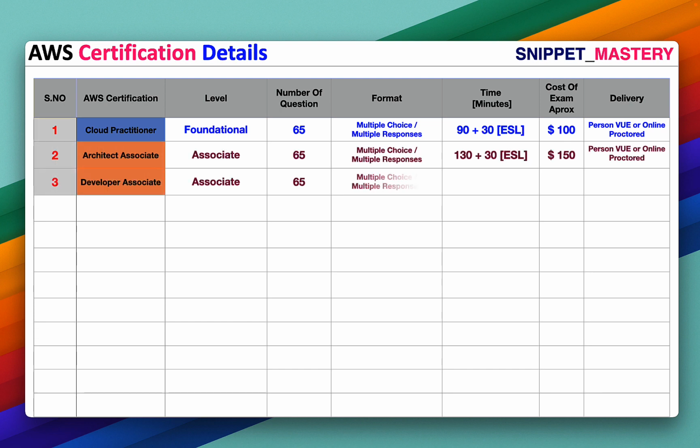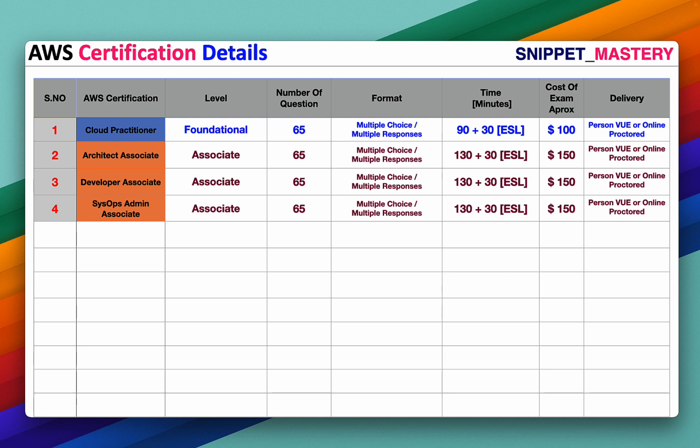So the next is associate: architect associate, developer associate, and sysops admin associate. It's all associate level. It's more complex, and compared to the cloud practitioner, the number of questions is 65, multiple choice, multiple response, 130 minutes plus 30, which is English as a second language. Meaning, if we are from India, then probably English is a second language for us.